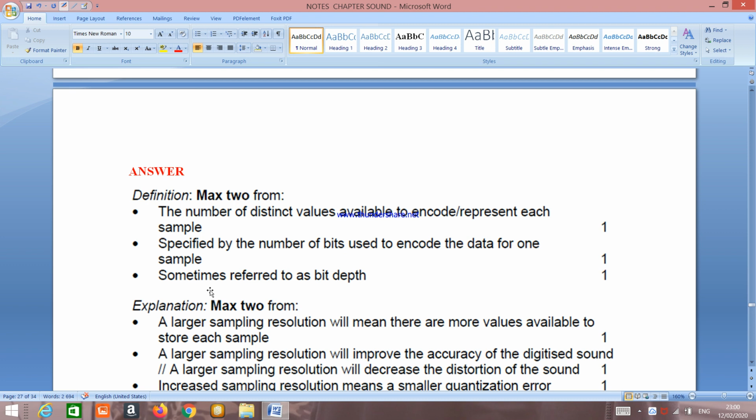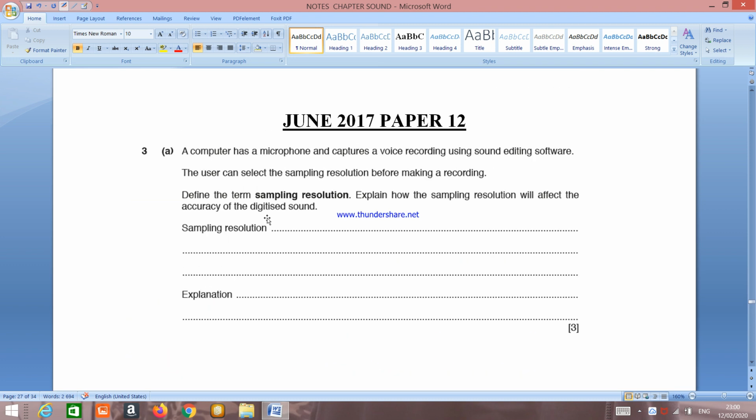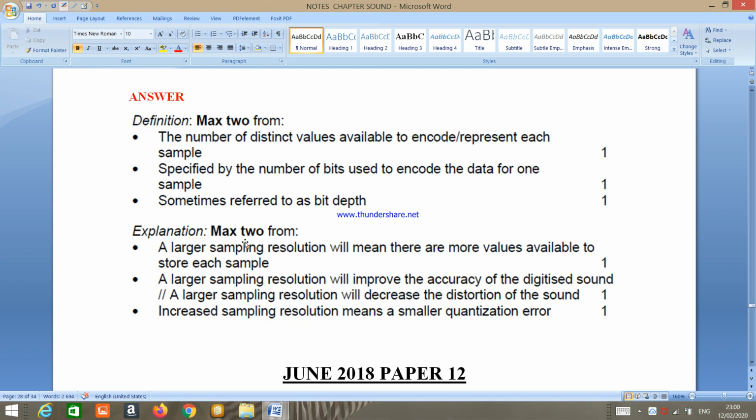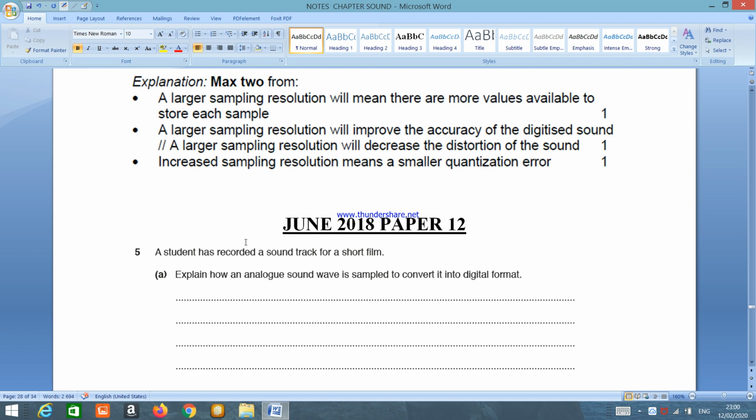Next question is talking about the definition of sample resolution. Sample resolution is the number of distinct values available to encode and represent the sample. It is specified by the number of bits used to encode the data for one sample, referred to as bit depth. Larger sample resolution means more values available to store each sample. Larger sample resolution means improved accuracy of the digitized sound, decreased distortion, and a smaller quantization error.